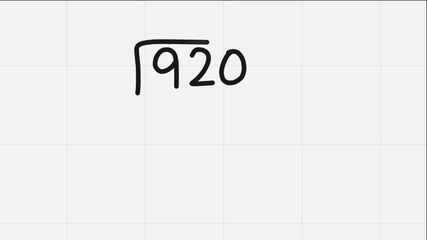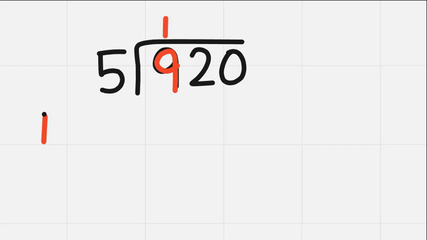Please copy this first problem down. 920 divided by 5. We're going to be following the same process, just dividing by a different number. We'll be counting by 5. The first number we'll look at is 9. 9 is bigger than 5, so let's count by 5 until we get as close as we can to 9 without going over. 5, 10. 10 is too high, so just 1 5.